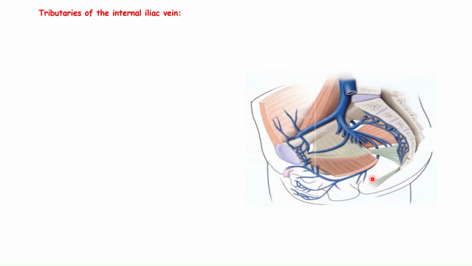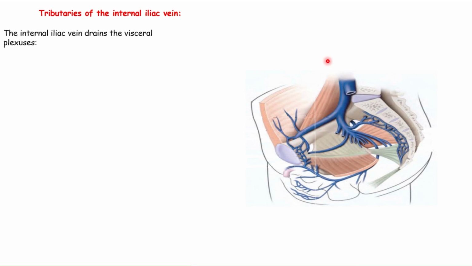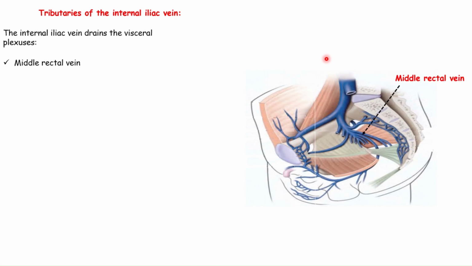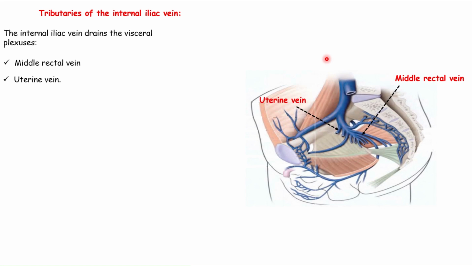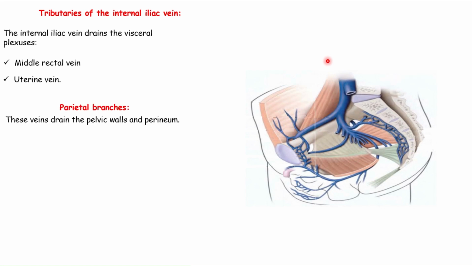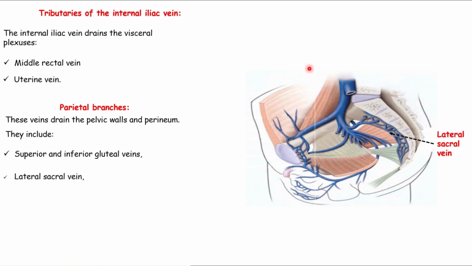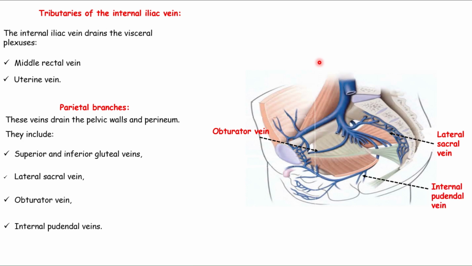The tributaries of the internal iliac veins are: the visceral plexuses, with the middle rectal vein and the uterine vein, whilst the parietal branches drain the pelvic walls and perineum and include the superior and inferior gluteal veins, the lateral sacral vein, the obturator vein, and the internal pudendal veins.